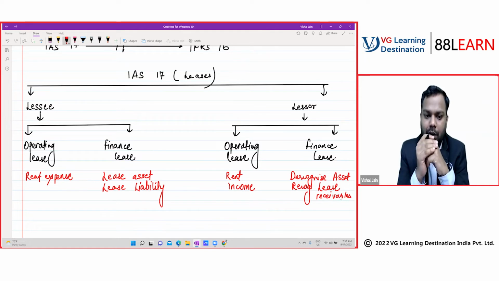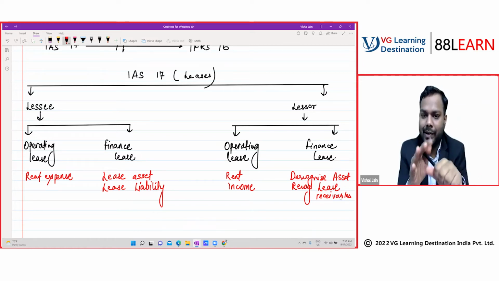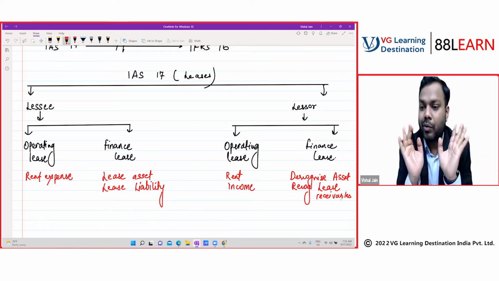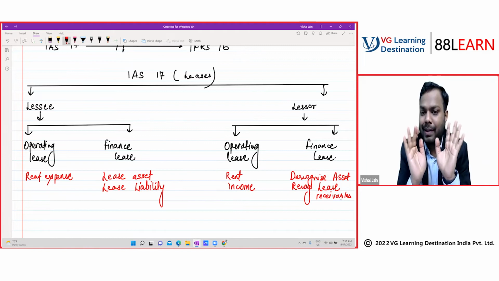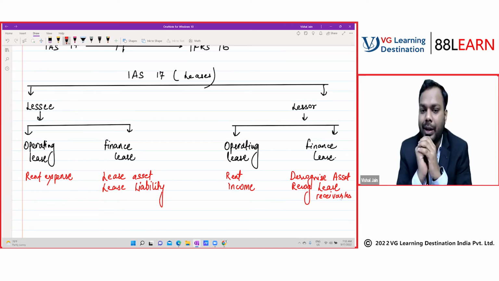This is what you have studied in AS 19 if you are from a CA background, or in ACCA at skill level, you must have understood this at least. If not, then at least understand. Trust me, this was what was happening in IAS 17 leases.